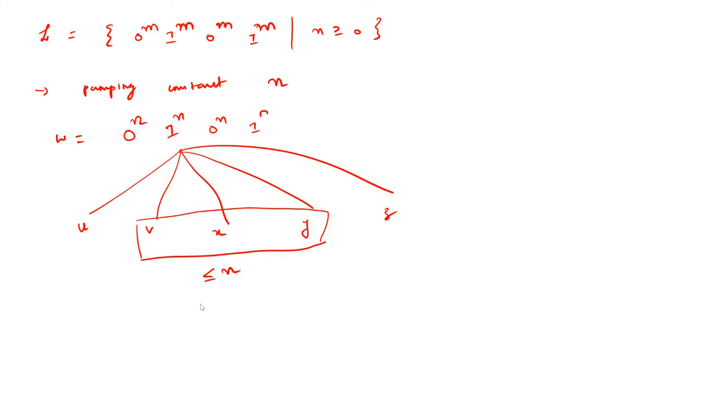So now what can vxy contain? Vxy can contain all of 0 power n, right? Or, in case 1, vxy can contain all of the beginning portion of the string. Or vxy can contain some zeros in the beginning part and some ones in the next part. So let's say it contains 0 power n minus m, 1 power m.